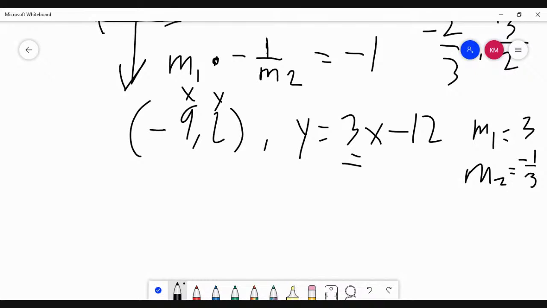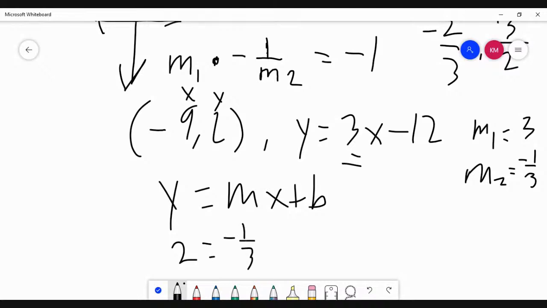You're going to take your m2 and your current point and write the equation of the perpendicular line. y equals mx plus b. We have to find b. y is 2 equals -1/3, x is -9. Remember those signs. Plus b.